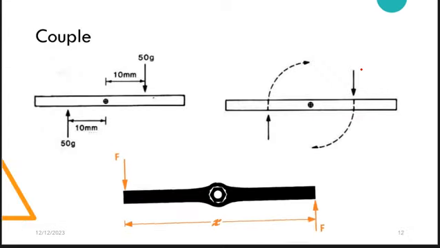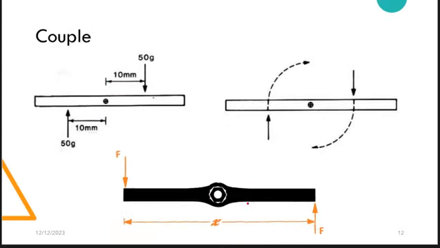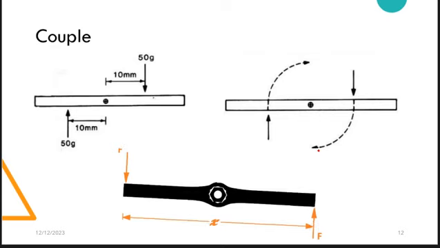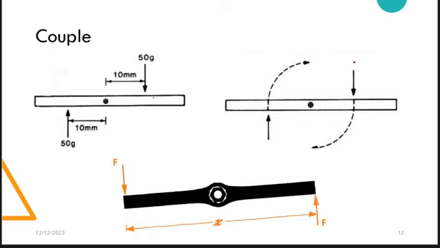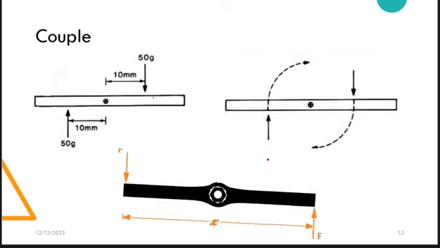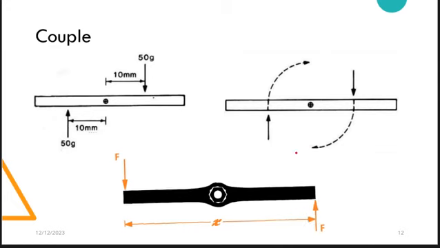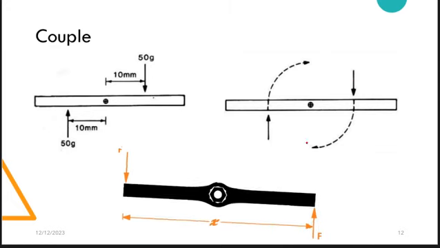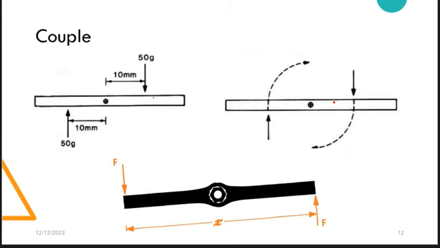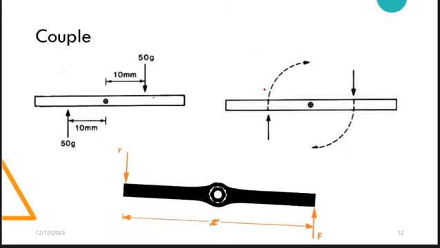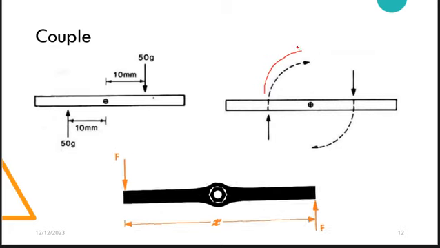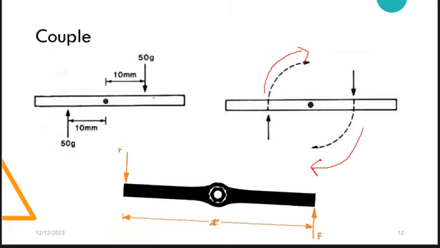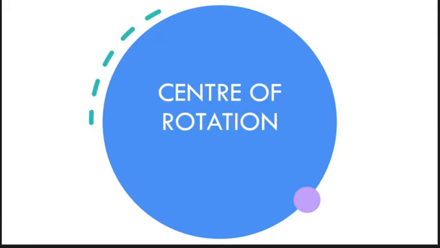Coming on to couple. A couple is a two-force system. In a couple there is no displacement or bodily movement, but it is a pure rotational force. Here two forces are provided in the opposite direction, and when two forces act in opposite directions, a moment is created which leads to a pure rotation of the system. So this couple system can be used in correction of rotated teeth.